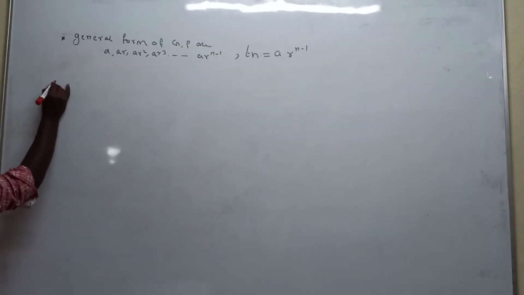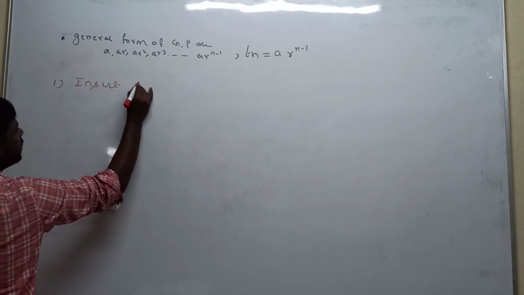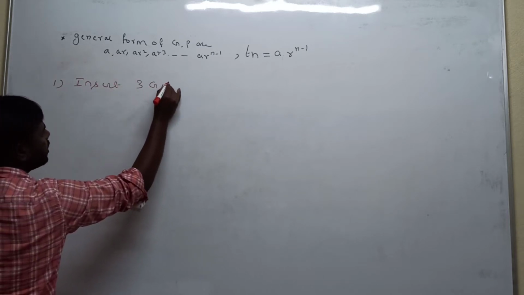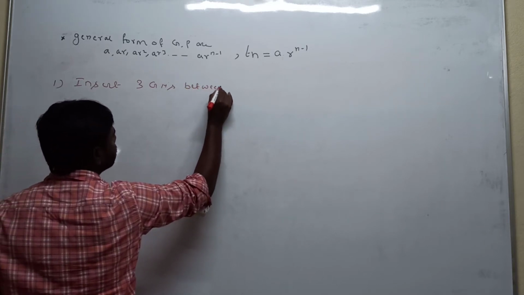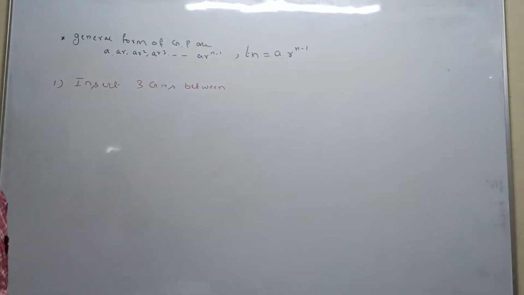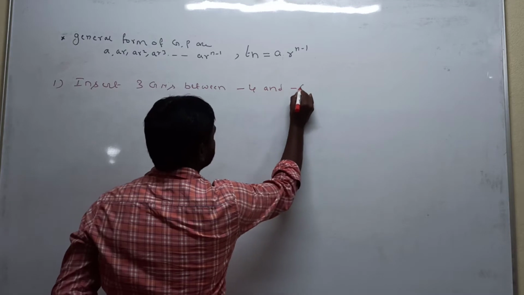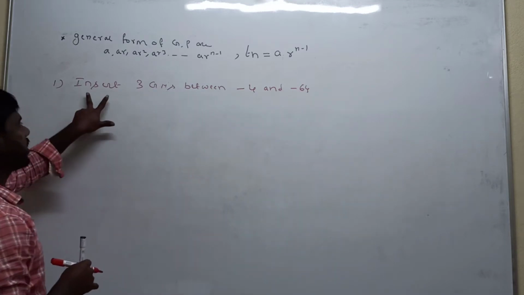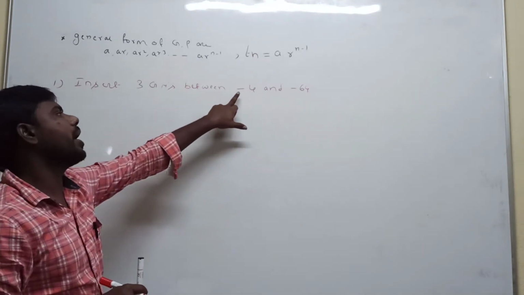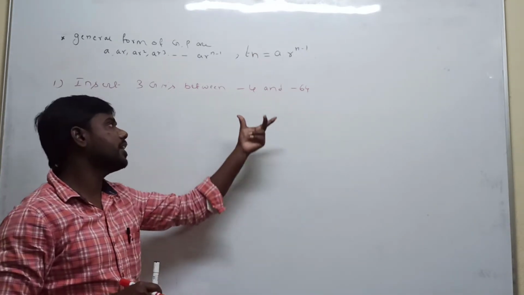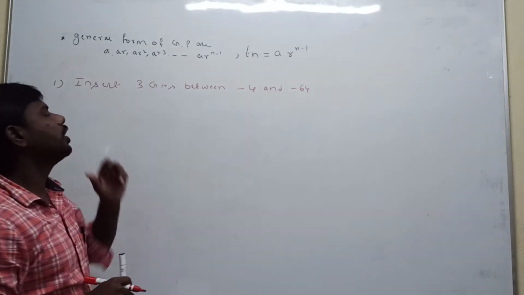We are going to solve this. What is the first question? Insert 3 geometric means between minus 4 and minus 64. What are they asking? In between minus 4 and minus 64, we insert 3 geometric means.